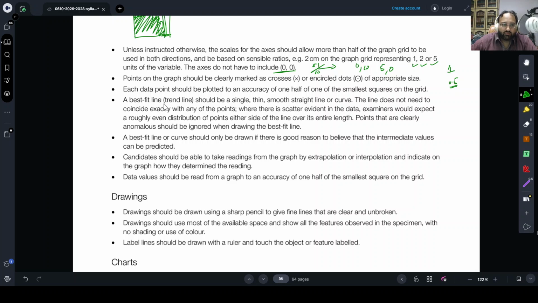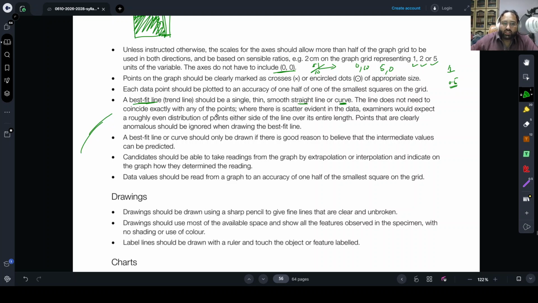A best fit line should be a single, thin, smooth line or curve. So when they say a best fit line, it does not automatically mean a straight line. It could be a curve. It should be single, so no overlapping, no going double like that, no overlapping, no broken lines. It should be smooth.